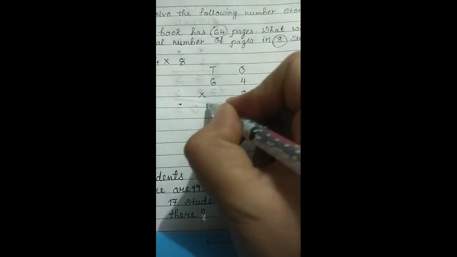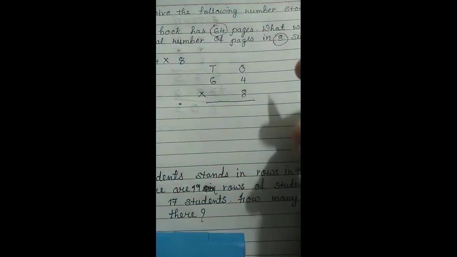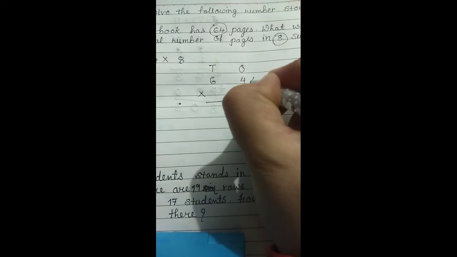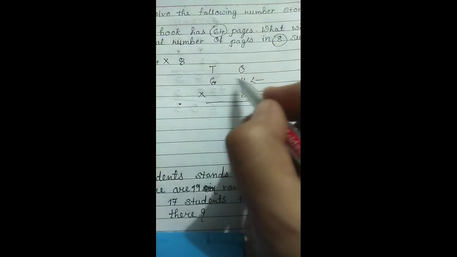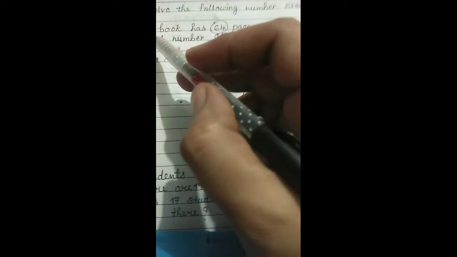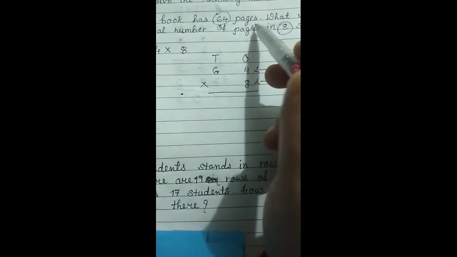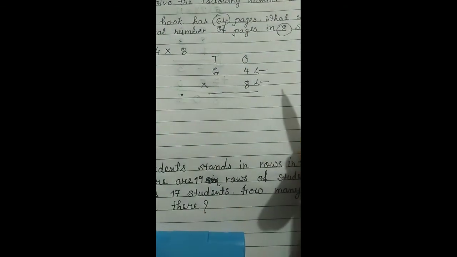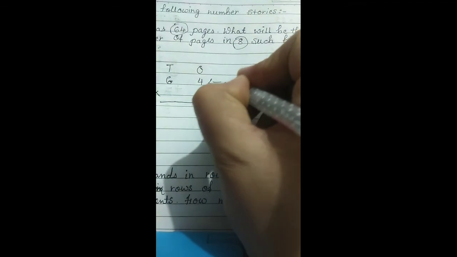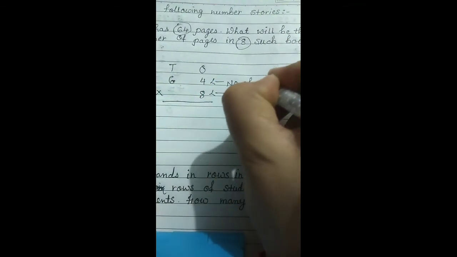Again what we have to write first? Statements. So what is this number? 64 stands for what? Let's read. A book has 64 pages, right? The 64 is the number of pages in one book, right students? So you have to write here number of pages in one book.